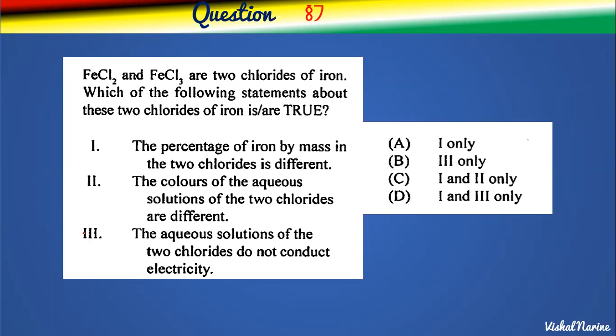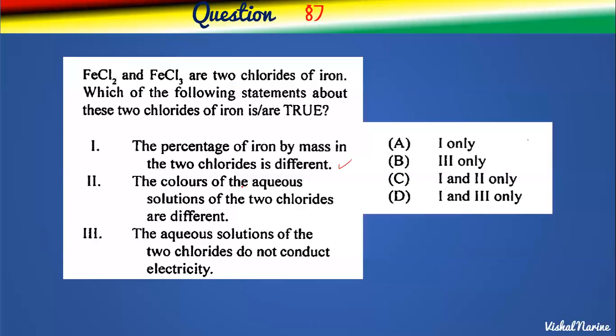87. Iron 2 chloride and iron 3 chloride are two chlorides of iron. Which of the following statements will be true? So going through, the percentage of iron by mass in the two chlorides is different. That is going to be true.